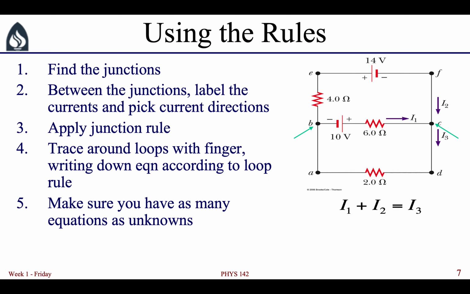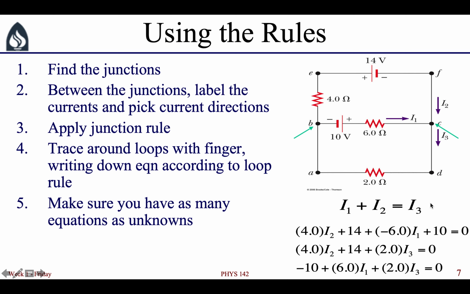So for this example, if we pick this junction and apply the junction rule to it, we have two currents going in, one going out. So I1 plus I2, those are the currents going in, equals the current going out of this junction. So there's our junction rule equation. Then we can write down some loop rule equations.